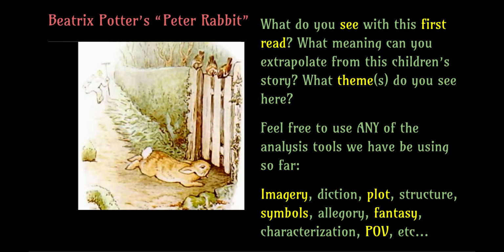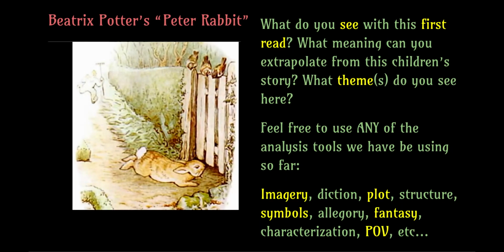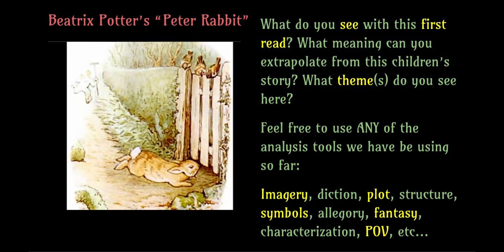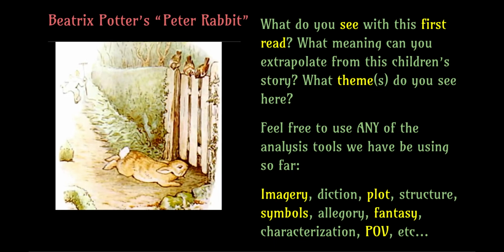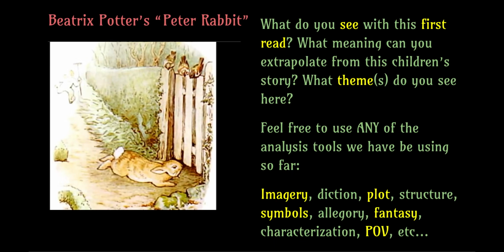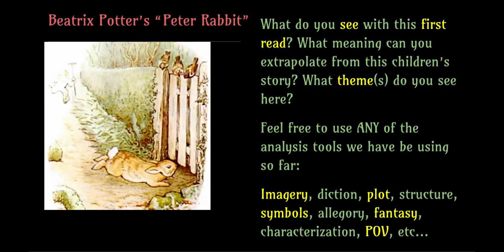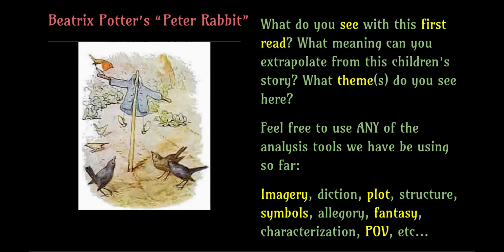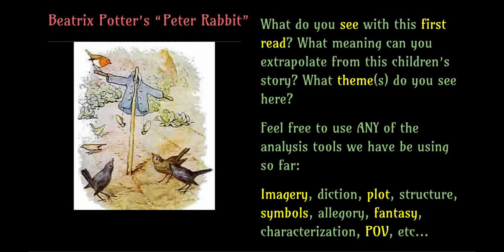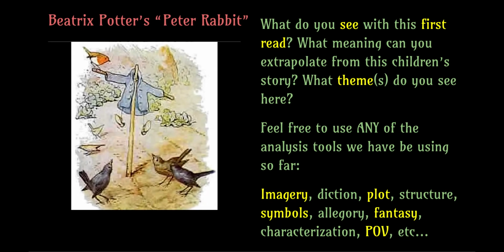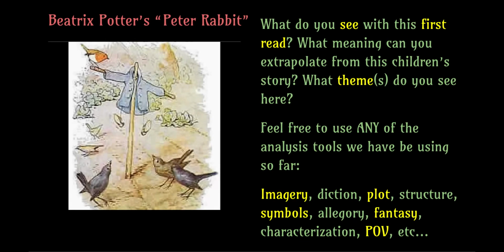Peter got down very quietly off the wheelbarrow and started running as fast as he could go, along a straight walk behind some blackcurrant bushes. Mr. McGregor caught sight of him at the corner, but Peter did not care. He slipped underneath the gate and was safe at last in the wood outside the garden. Mr. McGregor hung up the little jacket and the shoes for a scarecrow to frighten the blackbirds. Peter never stopped running or looked behind him till he got home to the big fir tree.